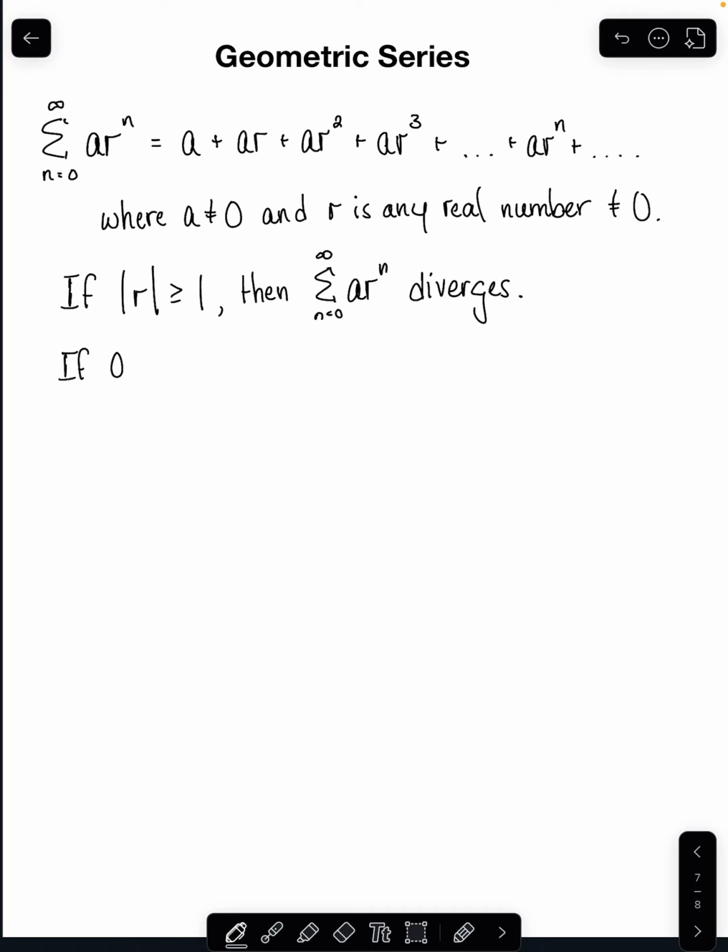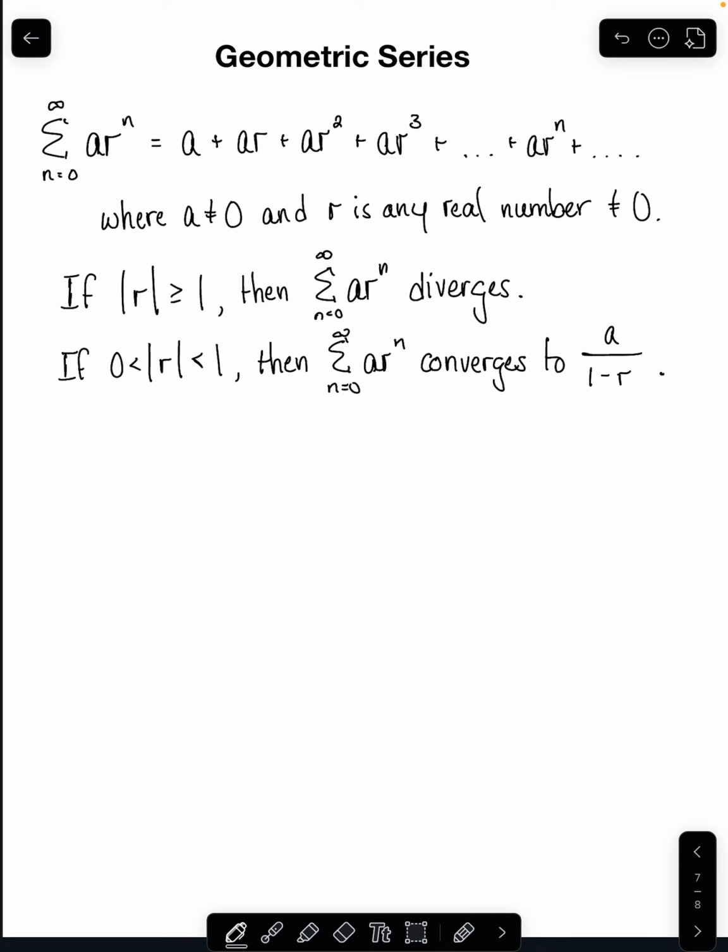On the other hand, if the base or ratio is smaller in magnitude than 1, then the series converges, and furthermore, converges to a very particular value, a over 1 minus r. So they are quick and easy to tell if they diverge or converge simply by looking at the value of r. And if it does converge, it is actually very easy to find the value to which it converges.